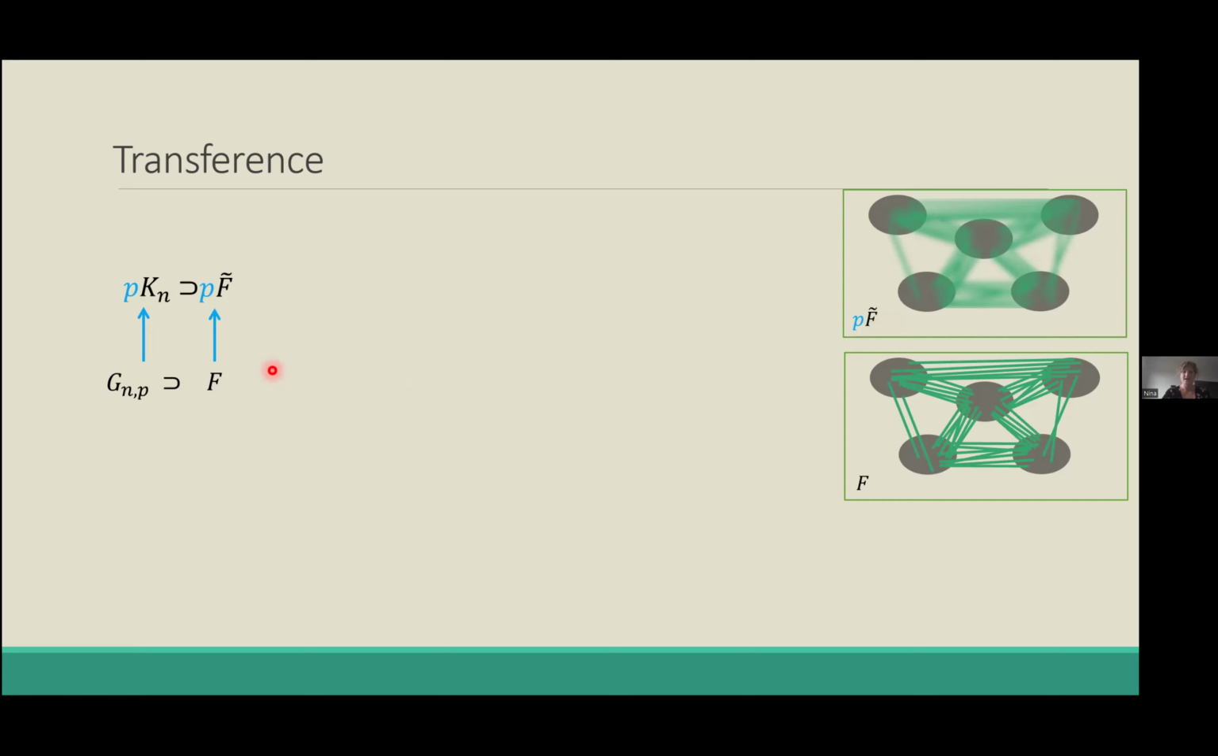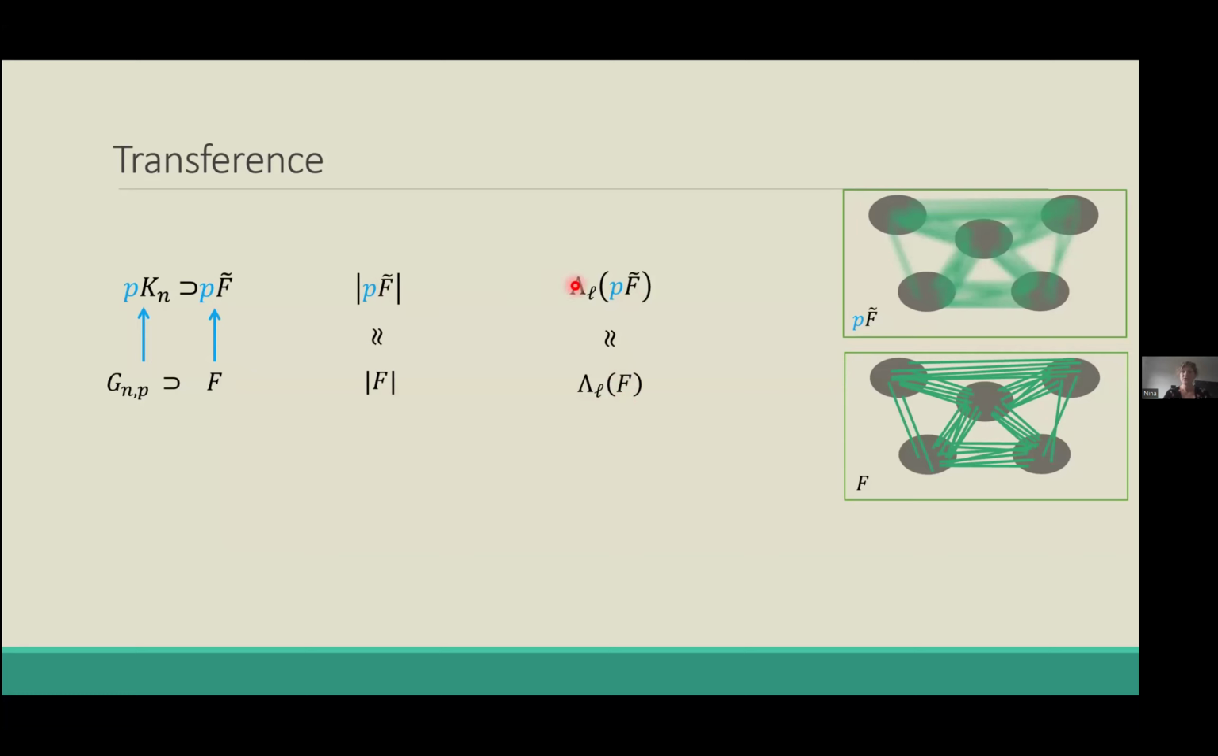Okay. So what does it mean that this p F tilde is an approximation for F? Well, first of all, it means that they have roughly equal number of edges, but much more importantly, it means that the number of K_L copies in this graph F is roughly the same as the number of K_L copies in p F tilde. Now if these two hold, we say that F tilde is a dense approximation for F.